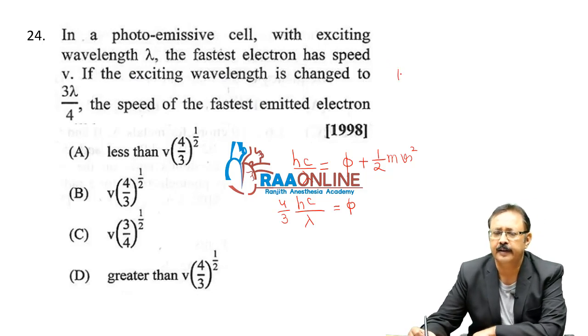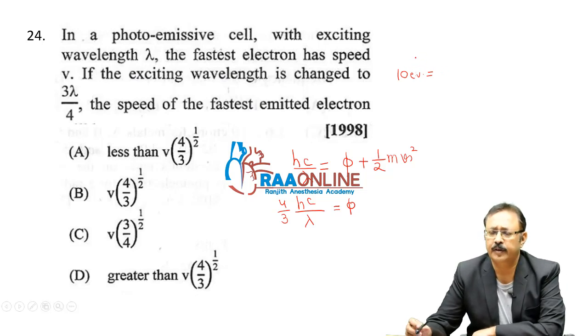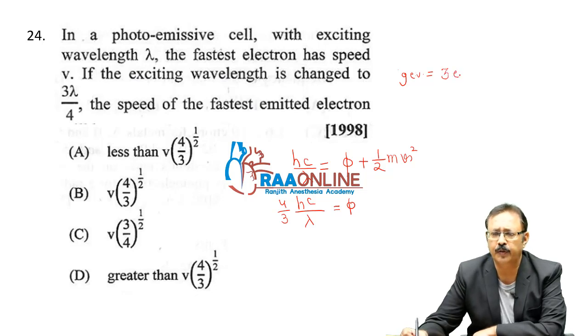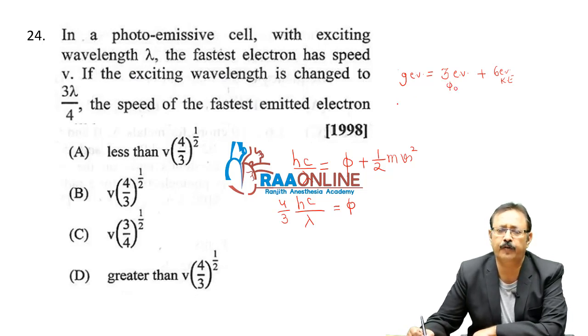Suppose you are sending 10 electron volt energy. Of this, 3 electron volt is used as the work function, so it will use 7 as kinetic energy. If you now send 4 by 3 of it, that means 12 electron volt, 3 will be used as the work function. What is remaining is 9.